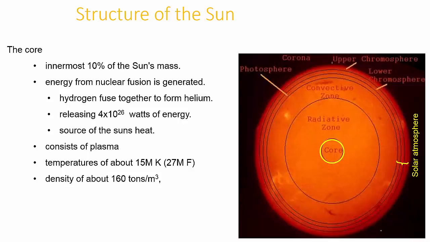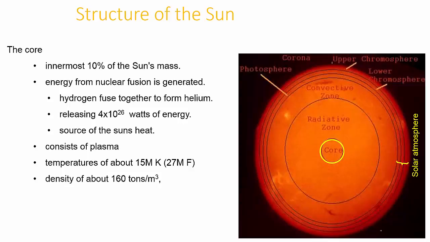The core is actually made out of plasma, which is kind of a liquid gaseous thing. And the temperature of the core is 15 million degrees Kelvin, 27 million degrees Fahrenheit, otherwise known as hot. The density, 160 tons per meter cubed. Pretty good.